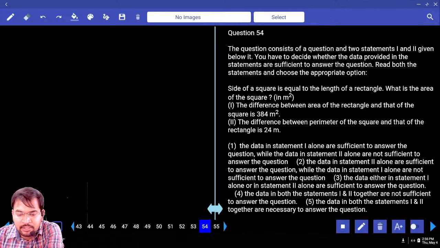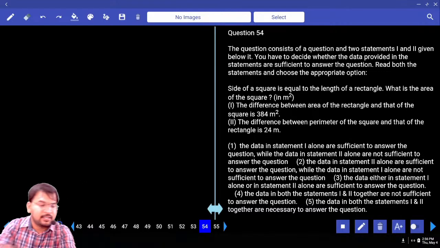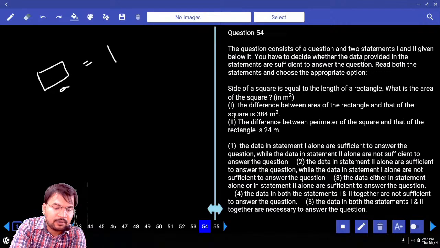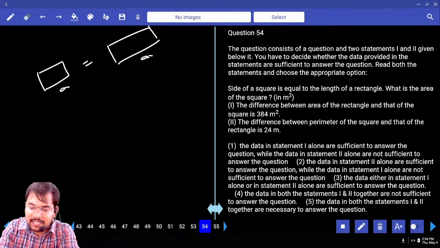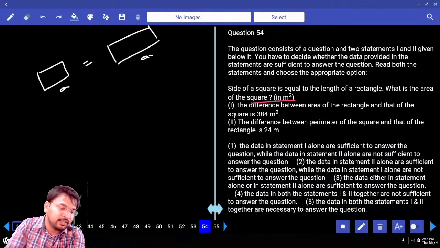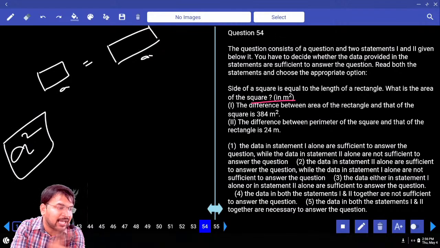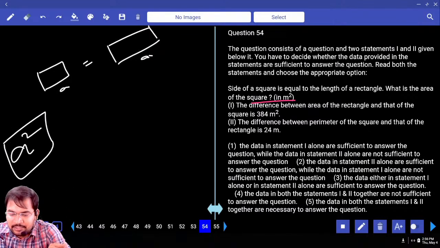See the question. Side of a square is equal to the length of the rectangle. See here, side of a square is equal to length of the rectangle. Next, what is the area of the square? If you know the length of the rectangle or the side of a square, you will get the area of a square. Are you clear? See the first statement.